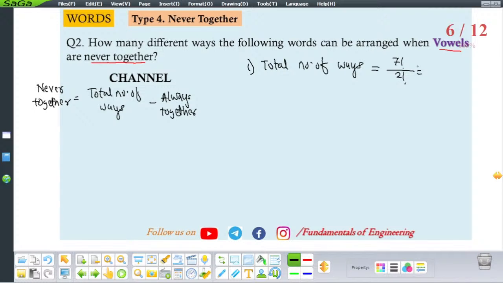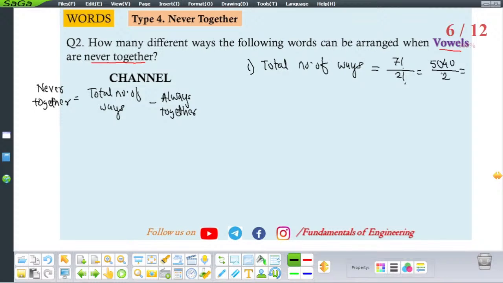7 factorial value you are given, that is in the chat box. You can check that. 5040 upon 2 factorial value is 2. 5040 upon 2, so you are getting 2520 total number of ways.